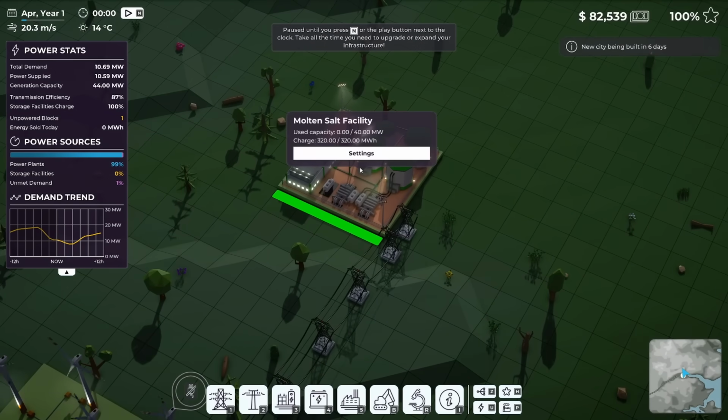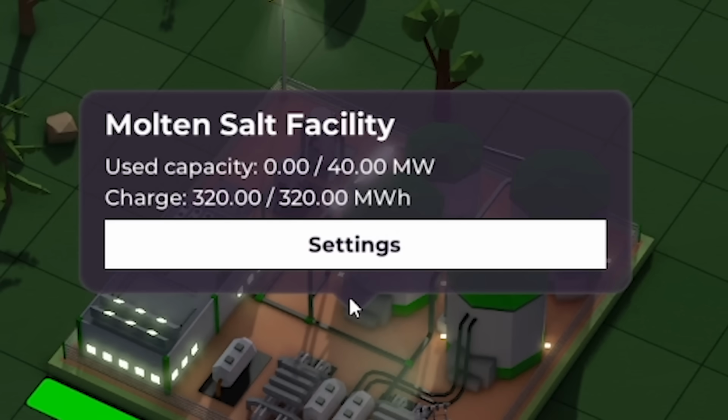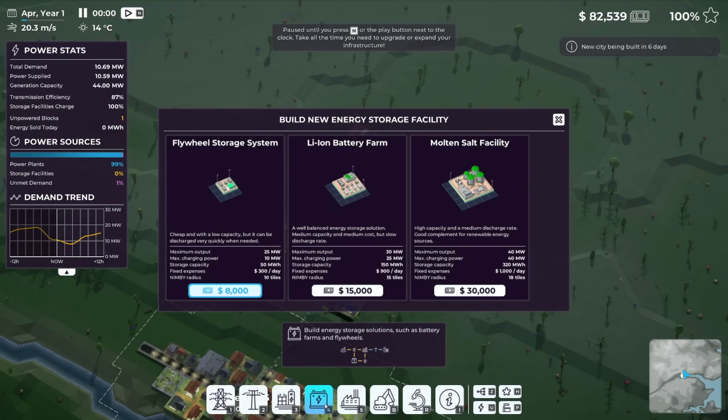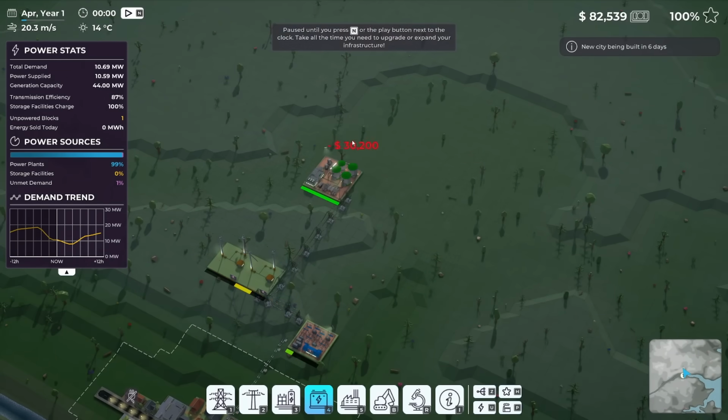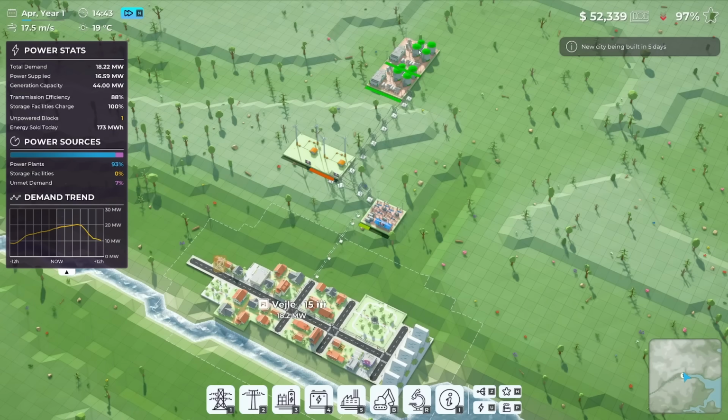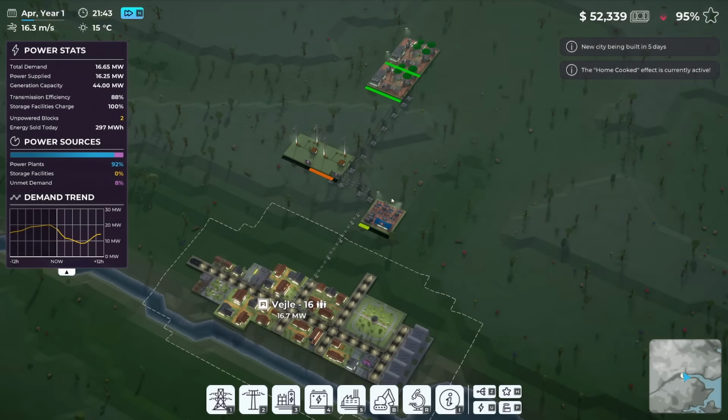And back here you can see our molten salt facility. It's completely full. 320 megawatts completely filled up already. Is it worth building another one? I think I might do. 30 grand. So it's in. Let's fast forward through the next day, and we've completely filled that as well. Maybe I did too many turbines.